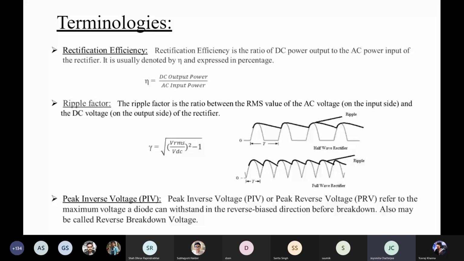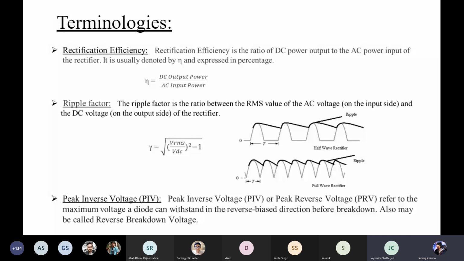And now we go to the ripple factor. So what is the ripple factor? Ripple factor basically is a measure of the effectiveness of the rectifier, and it is given by the ratio of the RMS value of the AC voltage to the DC voltage of the rectifier. Basically it gives the amount of harmonics present in the output DC waveform. So the smaller the value of the ripple factor, the lesser the AC component present in the output waveform, and therefore your rectifier is more effective.